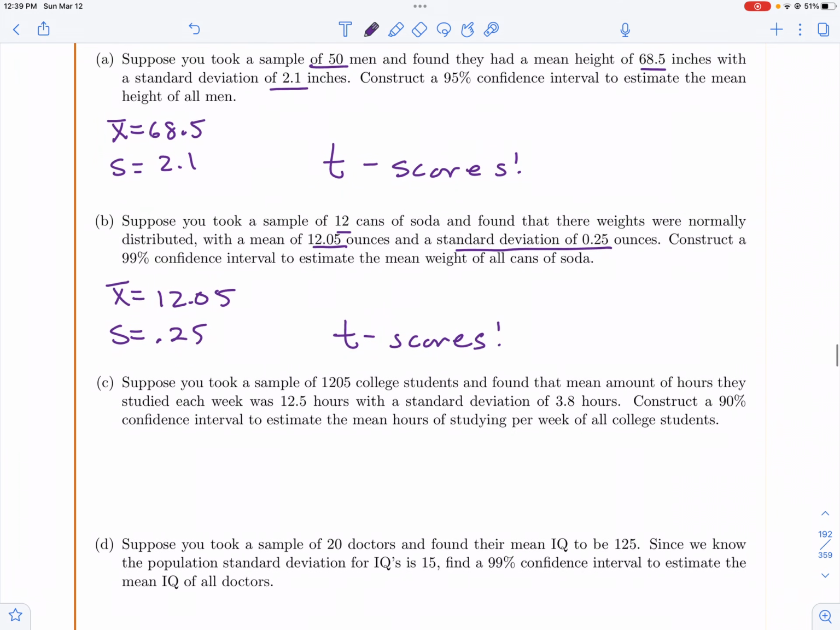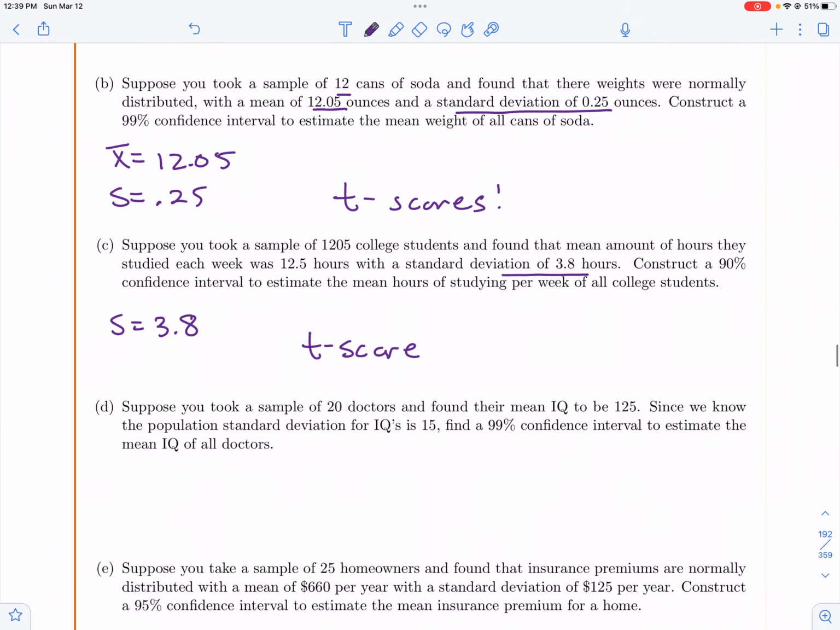For C, suppose we took a sample of 1,205 college students, found that the mean amount of hours they studied each week was 12.5 with a standard deviation of 3.8 hours. Again, construct a confidence interval. Again, that standard deviation is being found as part of the sample, so this is another t-score.